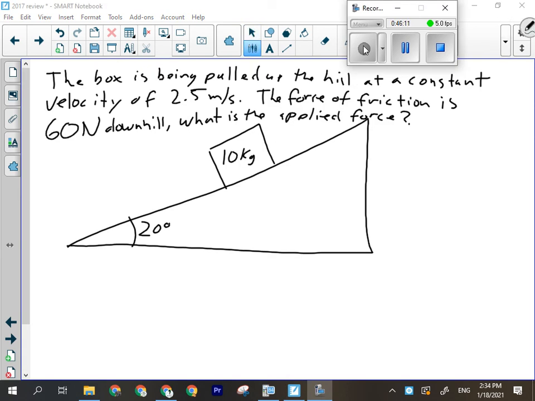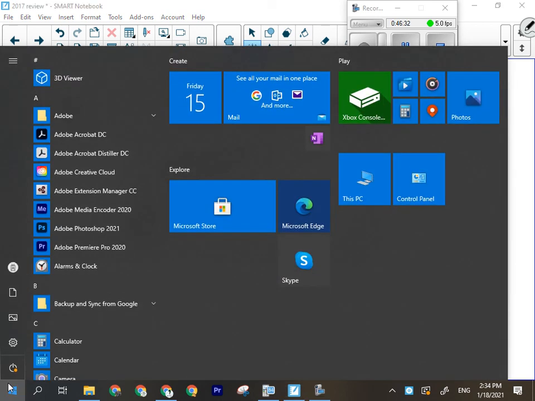What else? So box is being pulled up this hill. Constant velocity. That doesn't matter. We're never going to use that. All we need to know is that it's a constant velocity, so we know the acceleration and net force are 0. So what we have to do is identify all the forces. We've got a force of friction of 60 newtons acting down the ramp. We'll have an F parallel as well. We don't know what it is yet because we haven't calculated it.